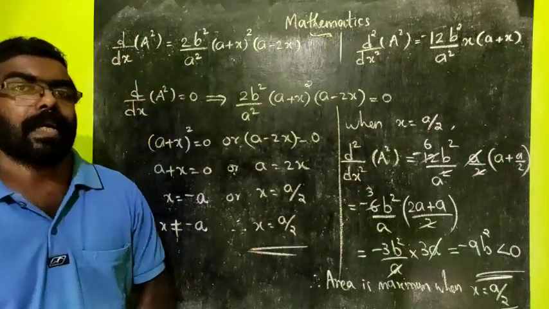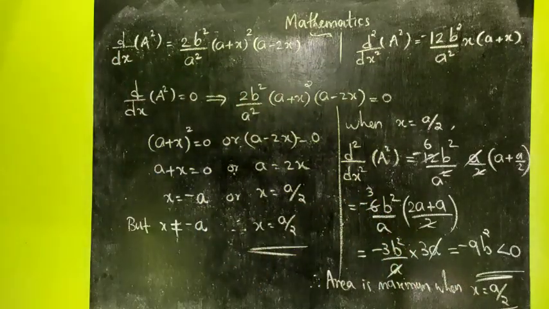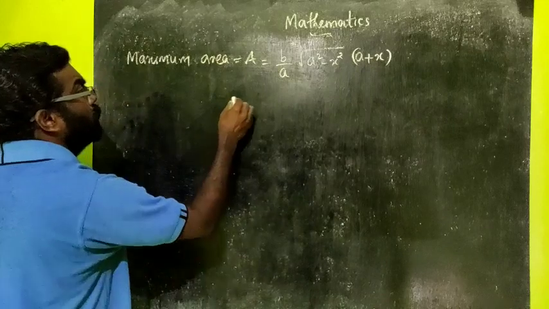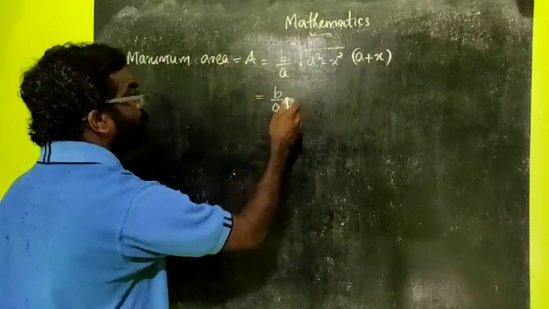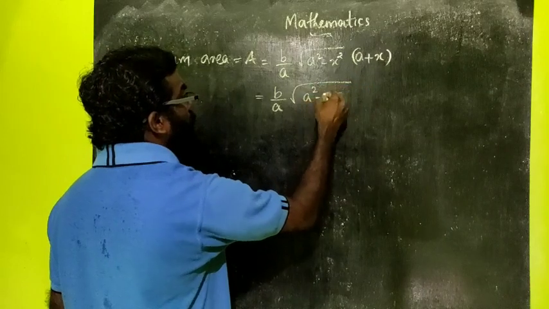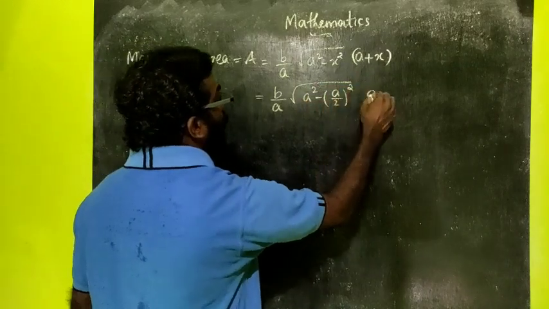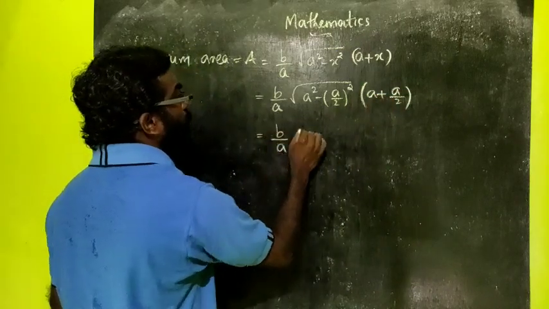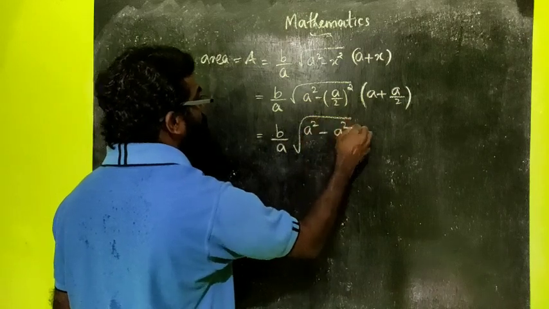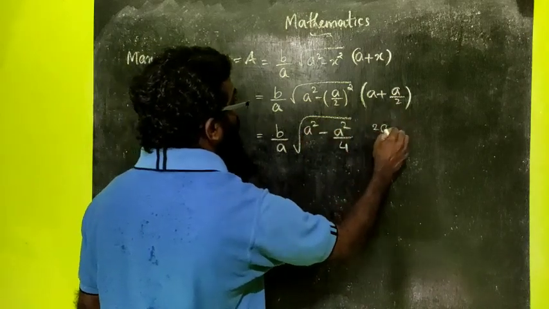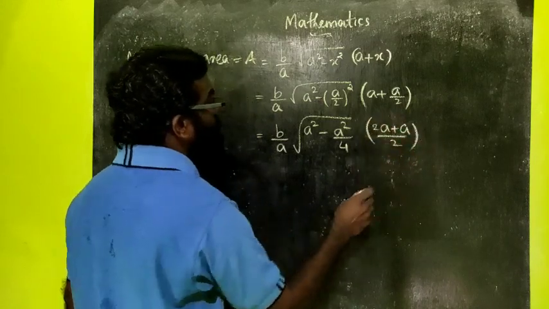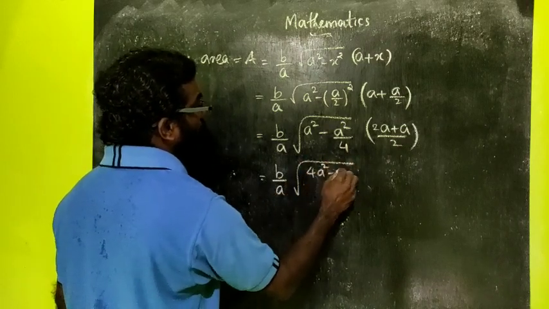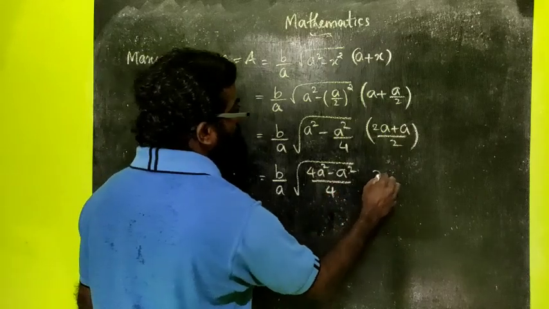Now we have to find the maximum area. To find the maximum area, we have to replace x by a by 2. So here it is b by a, then root of (a square minus (a by 2) the whole square), then (a plus a by 2). That is b by a. Here we can write a square minus a square by 4. Here we can cross multiply, 2a plus a by 2. That is b by a. We can cross multiply, (4a square minus a square) divided by 4, 3a by 2.